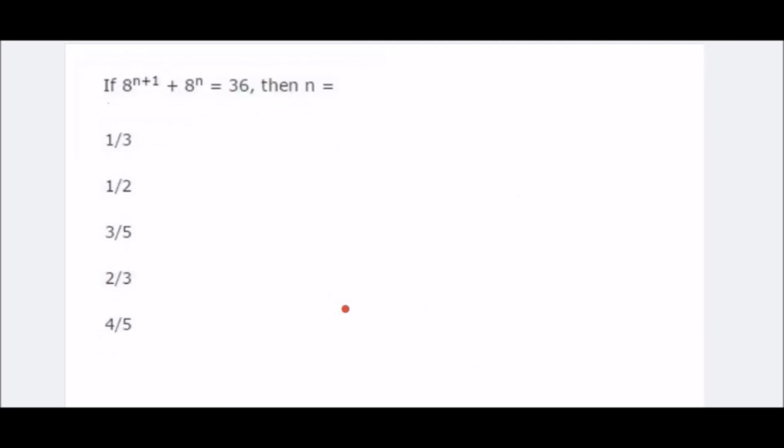So here is our next question. If 8 power n plus 1 plus 8 power n is equal to 36, then we have to find out the n value. First analyze this equation. See here, 8 power n is common. So first we will make it easy to take common. 8 power n plus 1 is 8 power n into 8, right? So it will become 8 power n into 8 plus 8 power n is equal to 36.